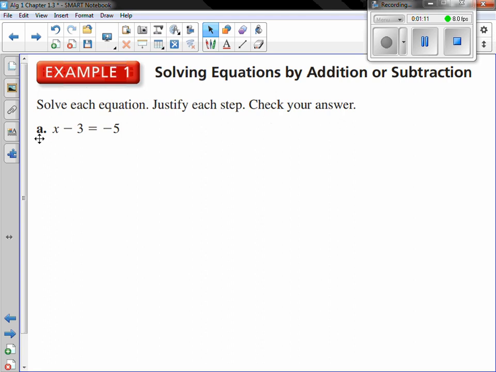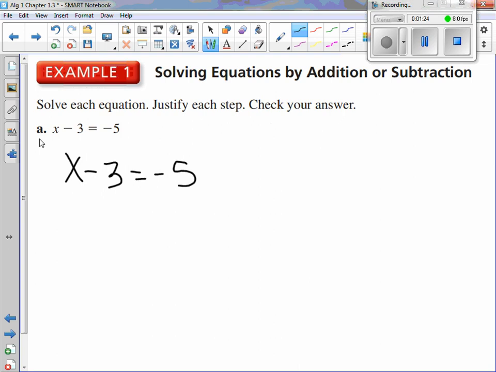So the first thing we're going to solve is x minus 3 is equal to negative 5. What we want to do is get x by itself. So how will we do that? I'm going to rewrite it here. To get x by itself on this side, what we're going to do is add 3 to both sides.